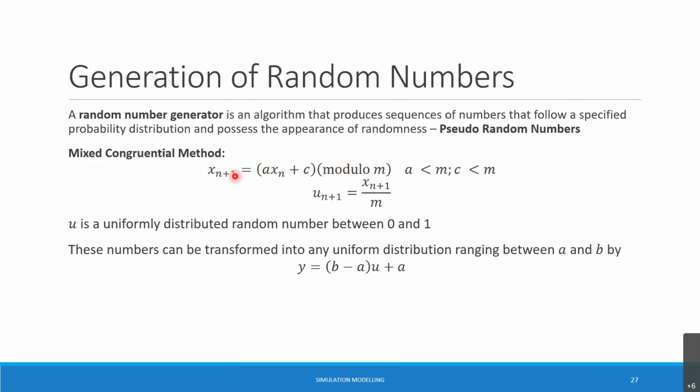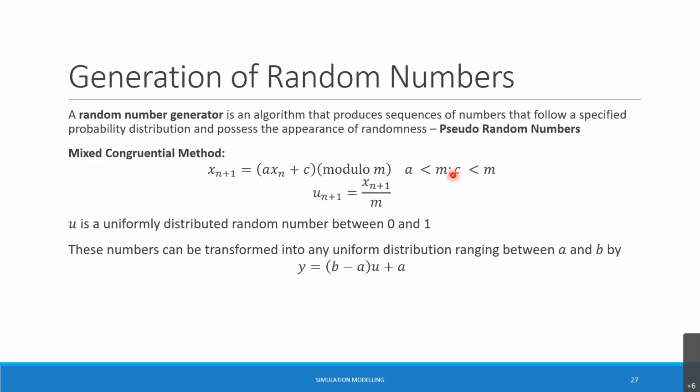For example, I divide 16 by 10. What's the remainder? 6. So when I go for 16 modulo 10, the answer is 6. Okay, so that's what you're doing. A, C and M are the parameters of this model, and the quality of the random numbers generated depends upon these.